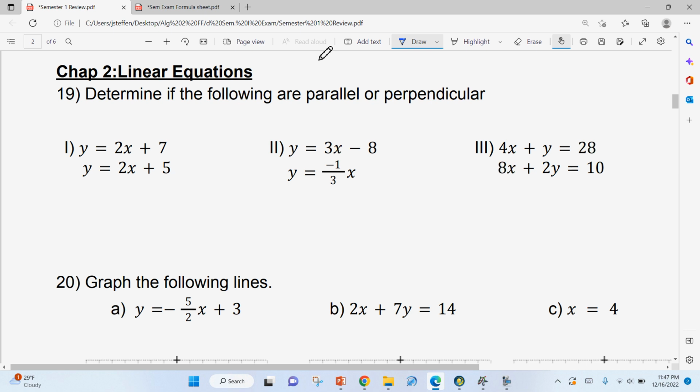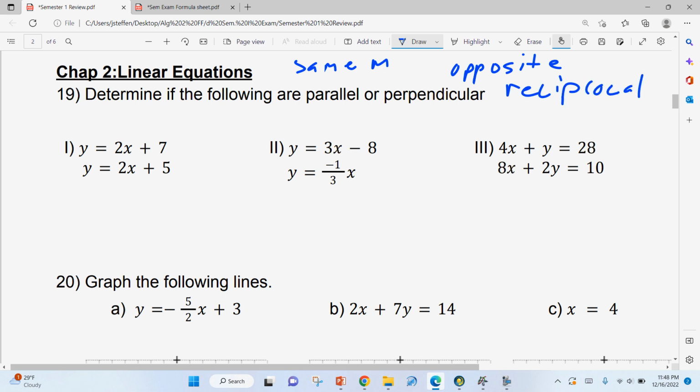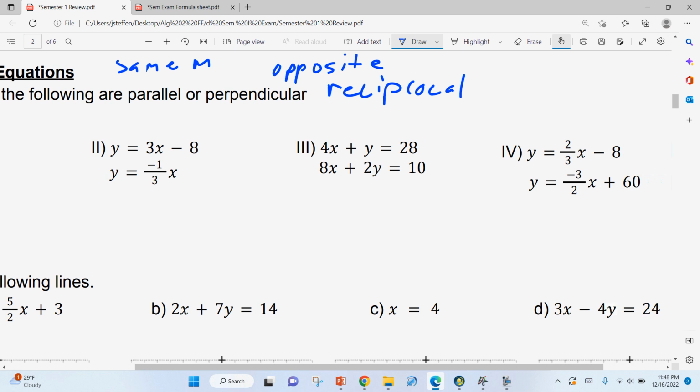These aren't too bad as long as you remember parallel are the same slope, same m, and perpendicular are the opposite reciprocal. Now, that's all fine and dandy unless you don't remember what opposite reciprocal means.